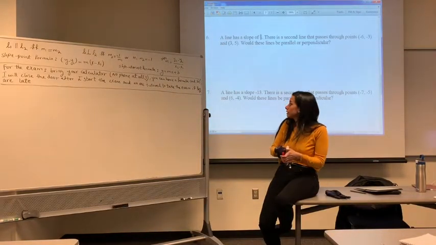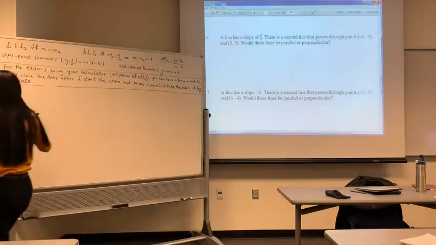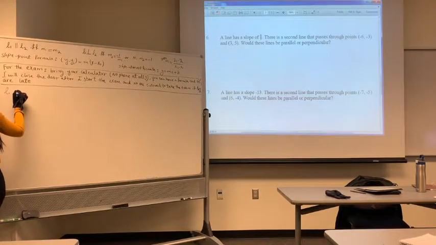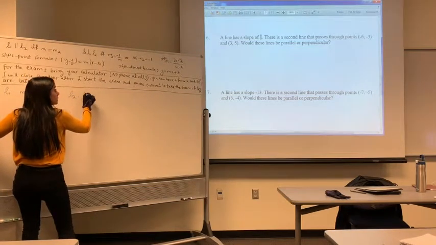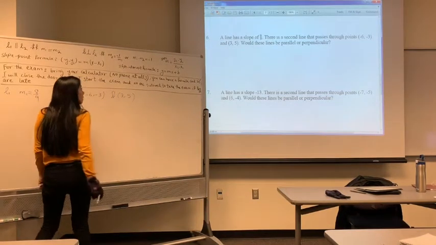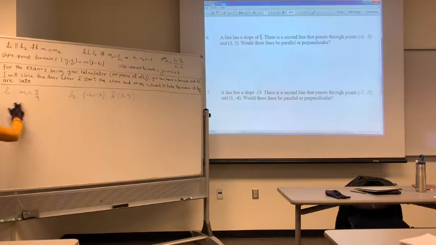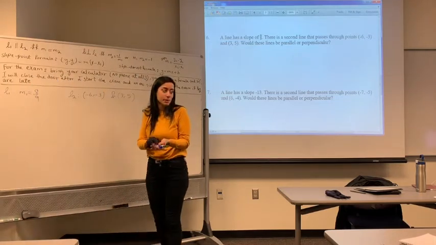So now let's solve these 2 problems. It says a line has a slope of 8/9. So we have L1, and this L1 has a slope M1, 8 divided by 9. Then it says there is a second line, L2, passing through these 2 points, -6 and -3, and another point is 3 and 5. And then we want to see what is the relation between this L1 and L2, okay? If they are parallel or perpendicular. So we have one slope. If we get a slope for this line, we are able to compare them.